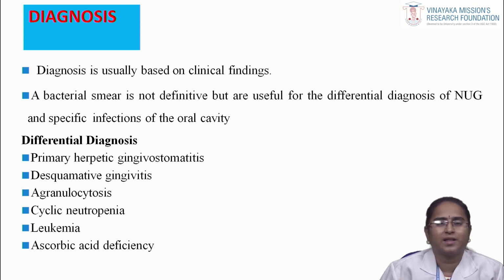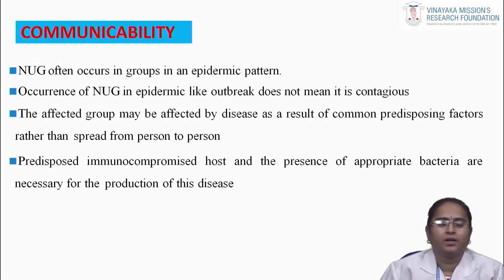The differential diagnosis includes primary herpetic gingivostomatitis, desquamative gingivitis, agranulocytosis, cyclic neutropenia, leukemia, and ascorbic acid deficiency. Regarding communicability, necrotizing ulcerative gingivitis often presents in groups in an epidemic pattern. The occurrence of ANUG is epidemic, but an outbreak does not mean it is contagious. A predisposing immunocompromised host response and the presence of appropriate bacteria are necessary for the production of this disease.